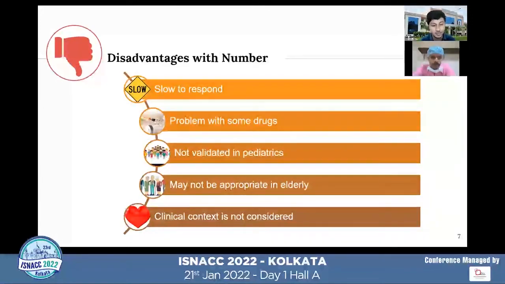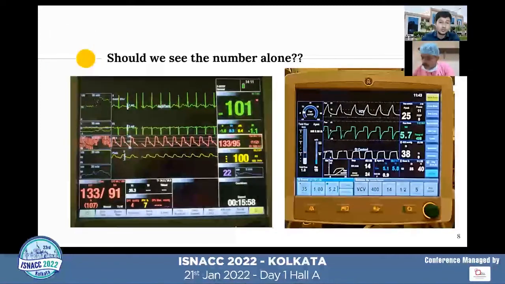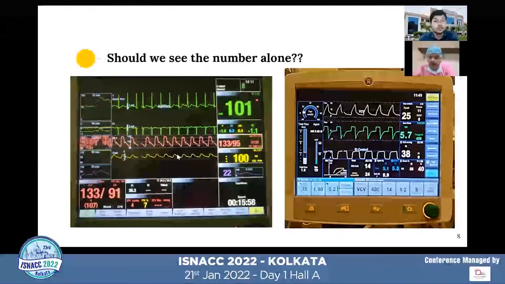Then the most important thing is the clinical context. These monitors do not take in the physiological parameters of the patient. So we have to interpret the numbers based on the clinical scenario or the clinical condition of the patient. So should we see the number alone? In our anesthesia monitor, we always have a waveform along with the number. So we always see the waveform and the number.